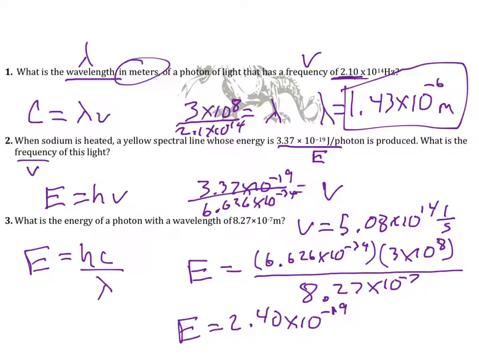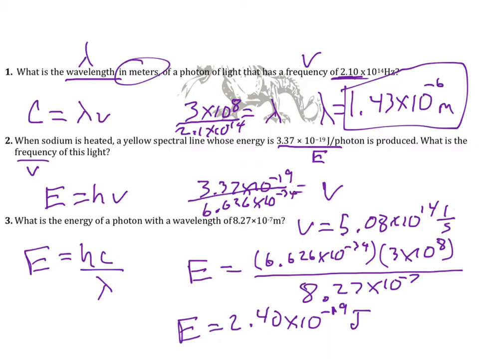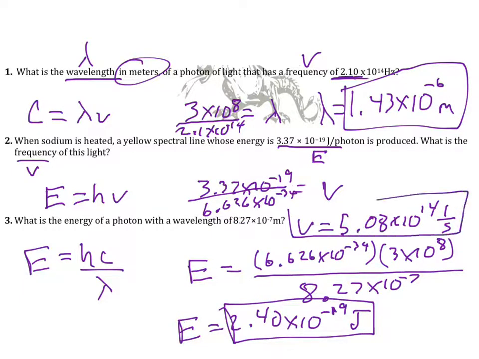And this answer, we're going to answer this in joules because the unit for energy is joules. And notice how there's 3 sig figs here because we started with 3 sig figs. Now let's go ahead and box our answer as well. And we forgot to box this one.